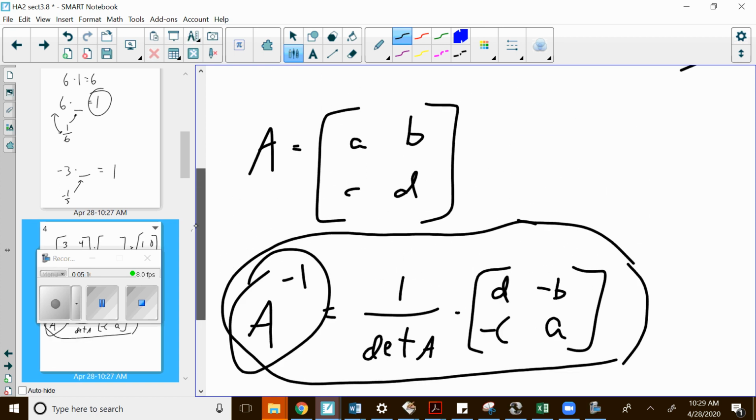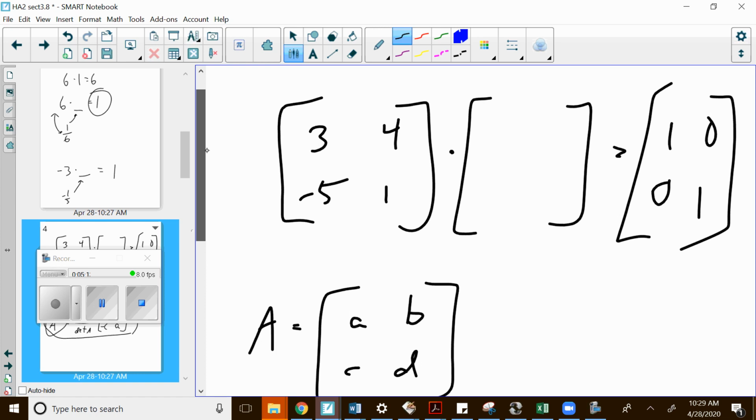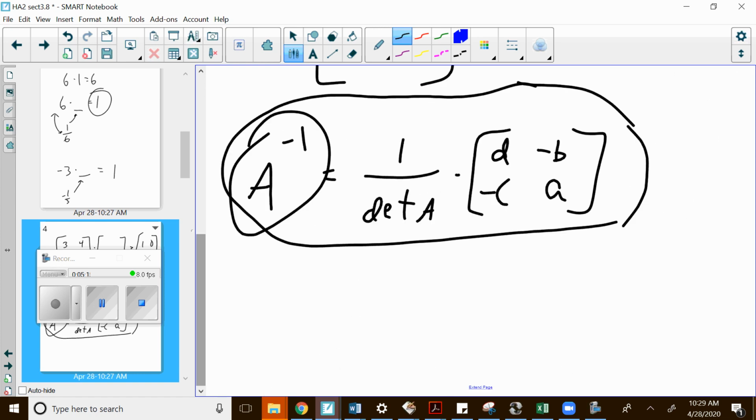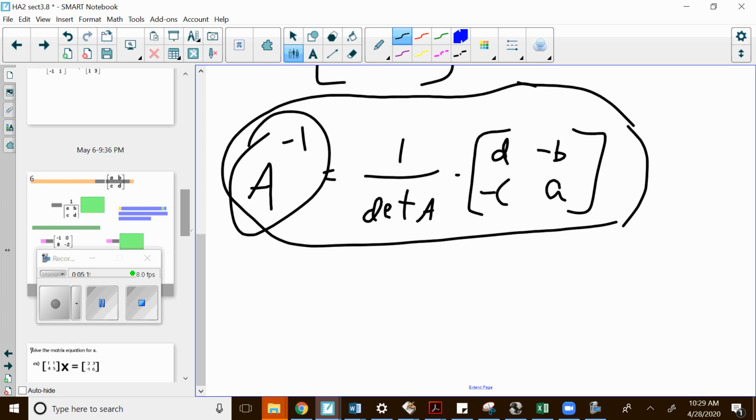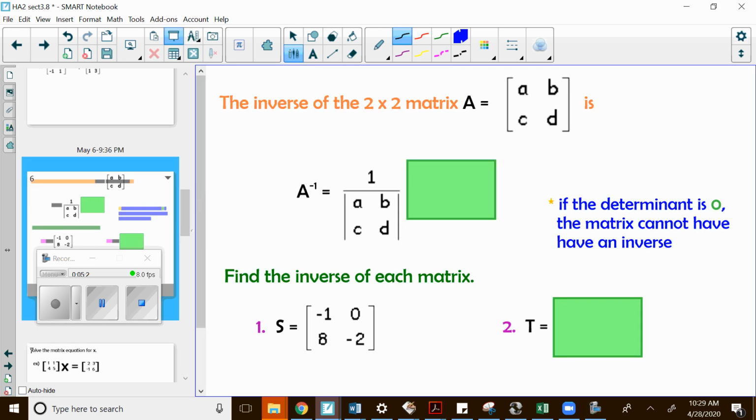Okay, so let's verify that real quick. Or let's actually do this. What was it? 3, 4, negative 5, 1. Watch this. Actually, we better start with something that works a little bit nicer. Let's see.